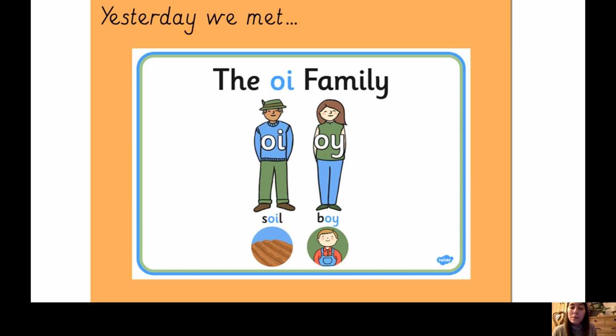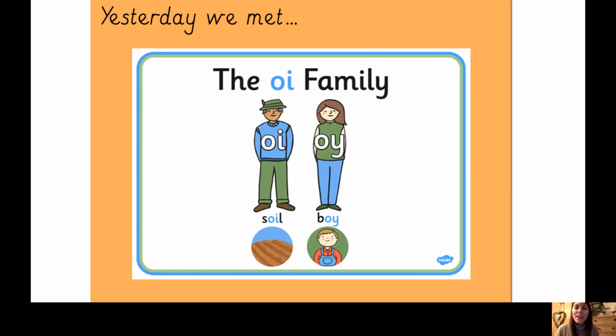So we've got mummy oi and we've got daddy oi. Daddy oi is spelled O-I. He is a digraph, two letters making one sound. Mummy oi is also a digraph, but she is spelled O-Y. I wonder if you could remind somebody at home about who these family members are and what it is that they do. Where in the word do they come and why?